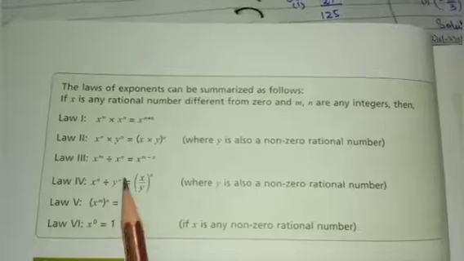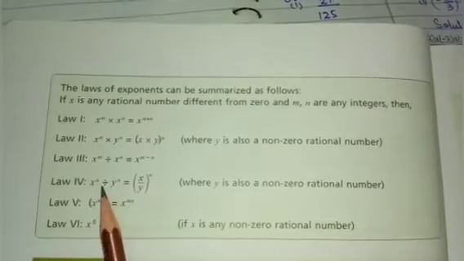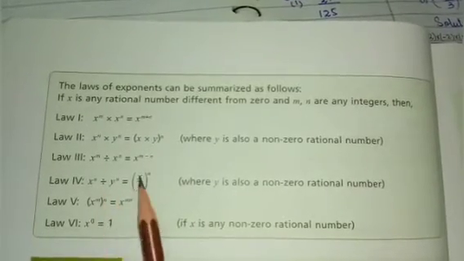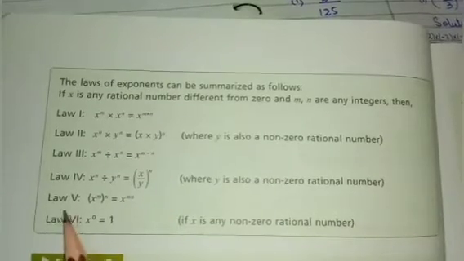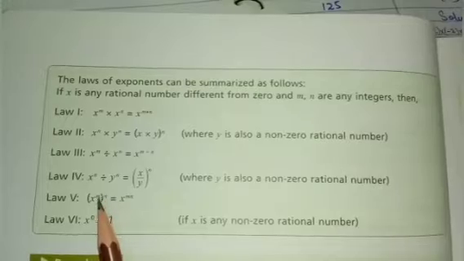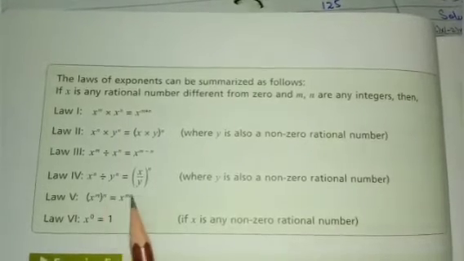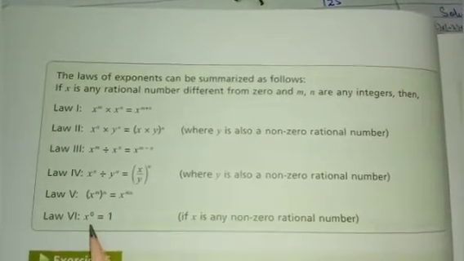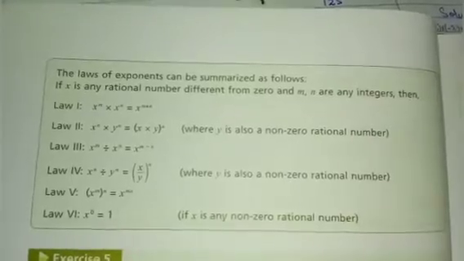Law number 4: if the bases are different and the powers are the same and there is a division sign between them, then we can write it as x over y whole power n. Law number 5, the power law: if the powers are in multiple, then we simply multiply the powers, m n. The law number 6 is x power 0 is equal to 1.